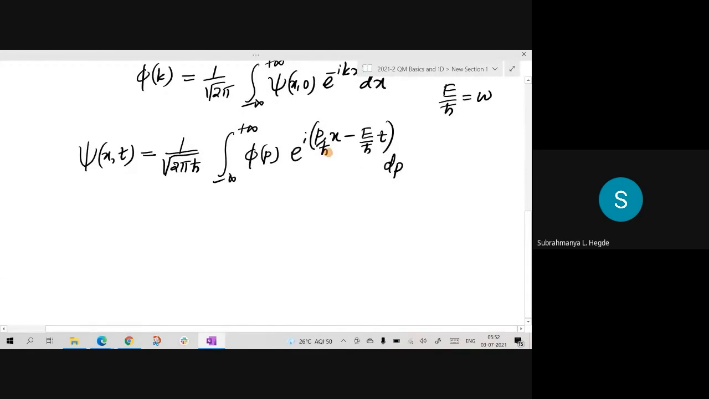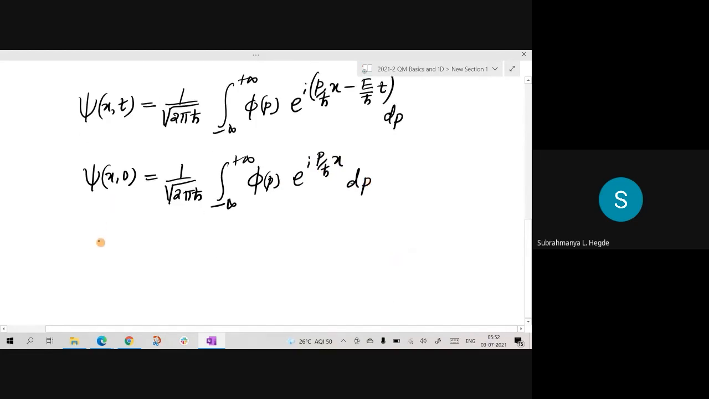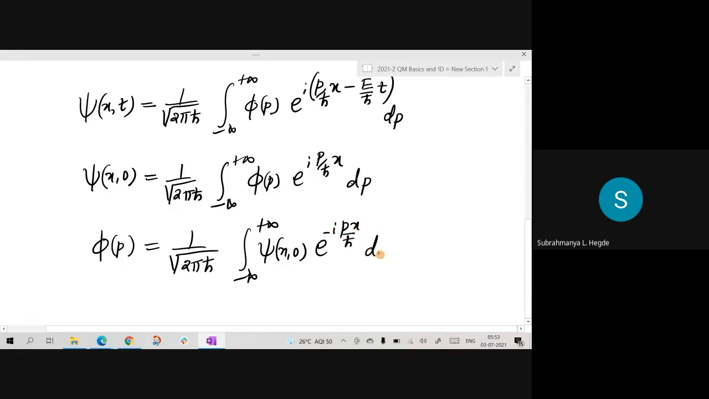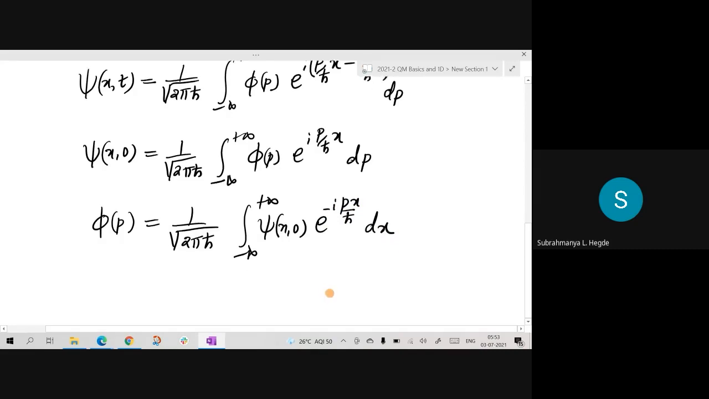Now in this one, psi of x comma 0 is 1 by root of 2 pi h bar, integral from minus infinity to plus infinity of phi of p into e power i p by h bar into x dp. So now phi of p is equal to 1 by root of 2 pi h bar into integral from minus infinity to plus infinity of psi of x comma 0, the inverse transformation, e power minus i p x by h bar into dx. This is the best way to define them in terms of momentum.